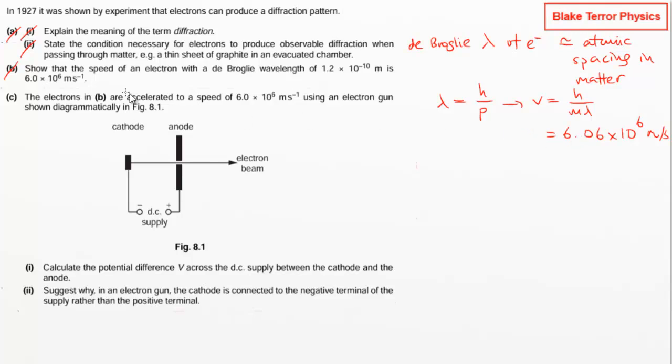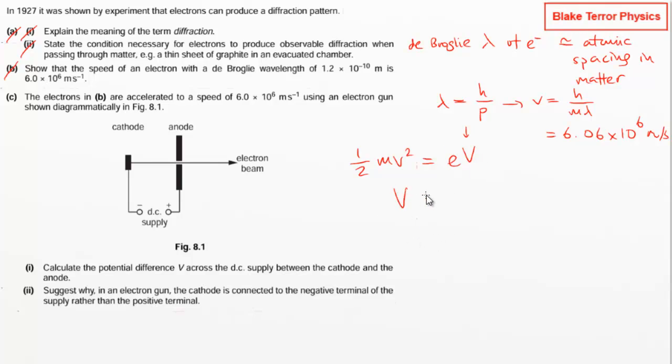Okay, then part C. The electrons in B are accelerated to that speed using an electron gun. Okay, that's our electron gun. Calculate the potential difference across the DC supply between the cathode and the anode. Okay, so we've got a conservation of energy thing going on here. So our kinetic energy of the electron, the half mv squared, is coming from our E times V. So that's a capital V there for the PD. That's our joules per coulomb multiplied by coulombs.